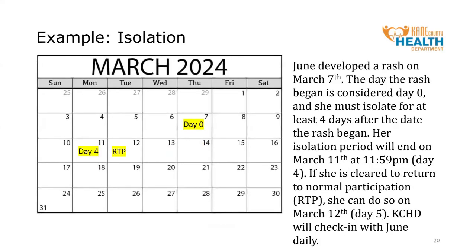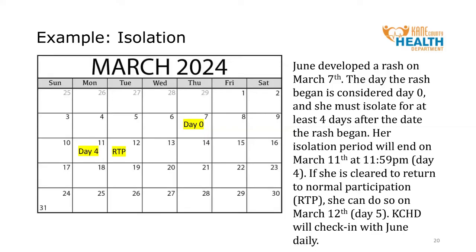For our last example, let's look at what isolation would look like for a case. June has measles and develops a rash on March 7th. We consider March 7th to be day 0, and June needs to isolate for at least 4 days after the rash began. So, with March 7th being day 0, we count 4 days after that. Day 4 would then be March 11th, and if she is cleared to return to normal participation, she can do so as soon as March 12th, which will be considered day 5.